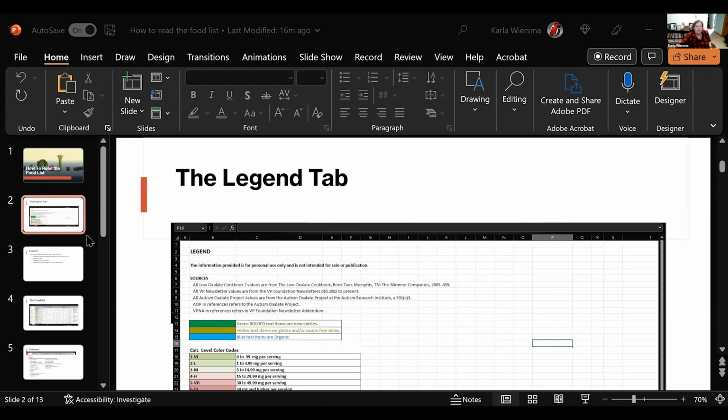Yep. Did you want to just talk through the columns on the spreadsheet one more time, just to give people another chance to see what we mean when we're talking about various columns? Sure. Okay, the legend tab. Yes, we can see that. So that's our legend that gives you some general information. Here's where we're getting our data from. Here's what the items look like if they're color coded, and this is what they mean.